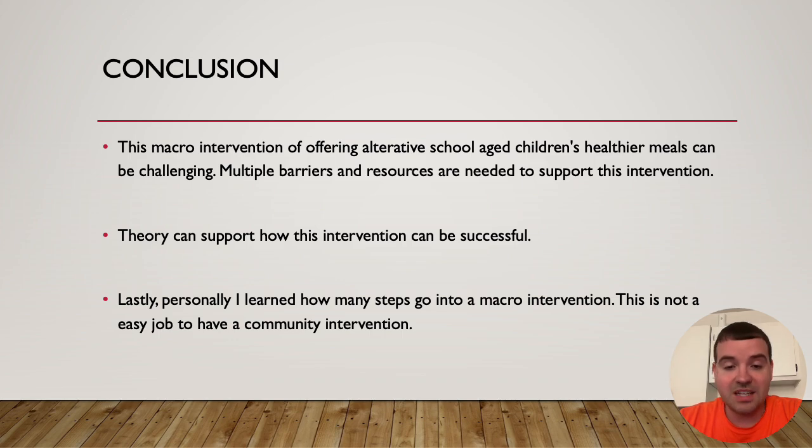And lastly, I've learned how many steps go into it. It's one of those things where it could take a while. There could be failures in it. But an intervention on this level for a macro intervention really goes back to why we needed it. Why we needed this intervention to begin with. We looked at our needs assessment and we realized we need an intervention. So overall, intervention has a lot of promise to it. It can be very successful, but it can be very challenging during the intervention.